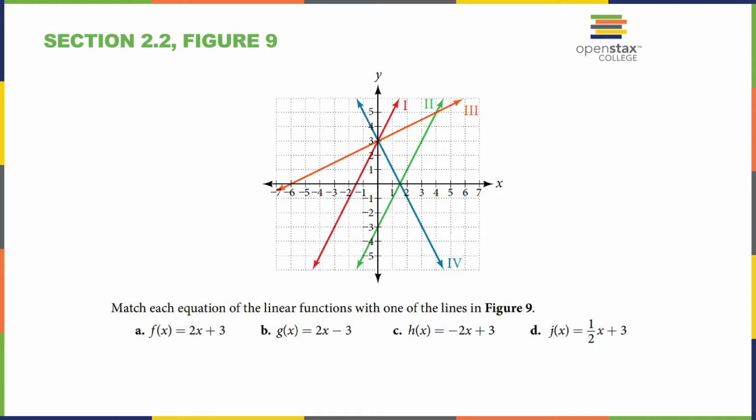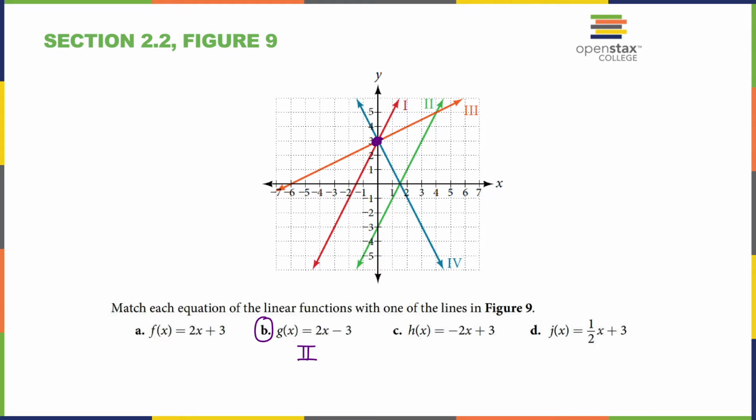So let's go ahead and try this. Pause the video and see if you can match each equation of the linear functions with one of these lines. Okay, so first of all, I want to recognize a couple of different things. I have y-intercepts right here and right here. The easiest thing for me is to recognize that number 2, the green one, has a different y-intercept from everything else. It has a y-intercept at 0, -3. So I know that its equation must have subtracting 3 in it. So graph number 2 must go with B.